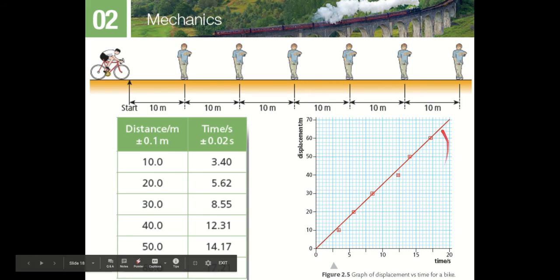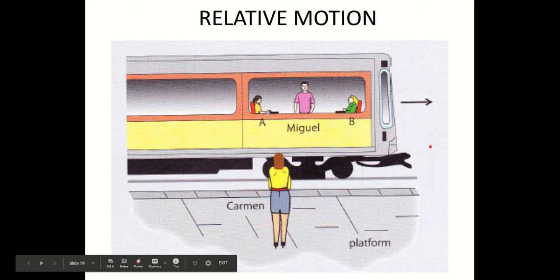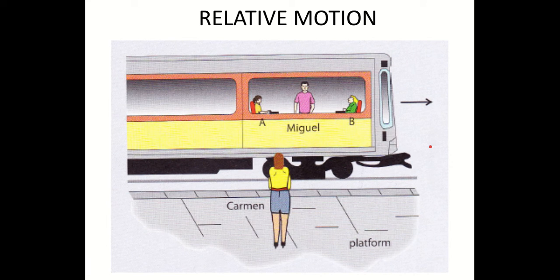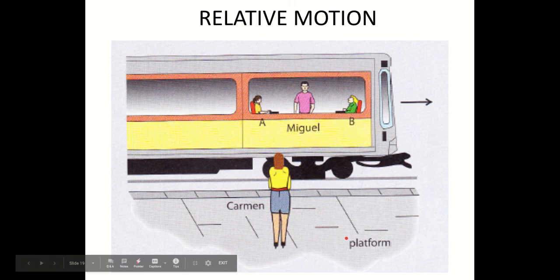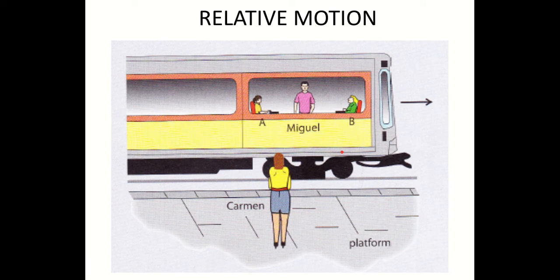Notice the error bars down here. Love that. Okay, so relative motion. This is what Einstein was talking about. This is the basics of Einstein's theory of relativity. Now, I do love that we're an IB, so I love the names, okay? Carmen and Miguel. But just think about this. You've all experienced this in a car.